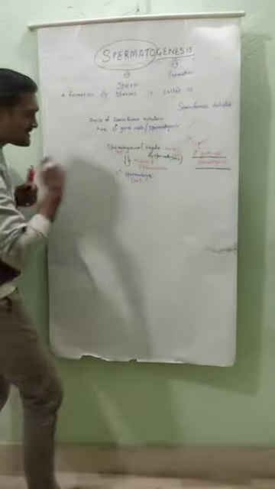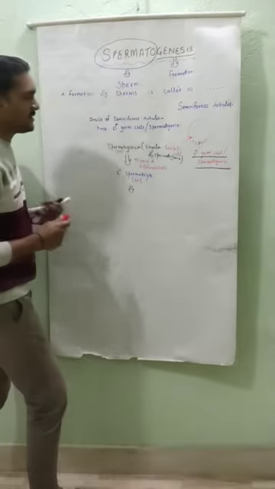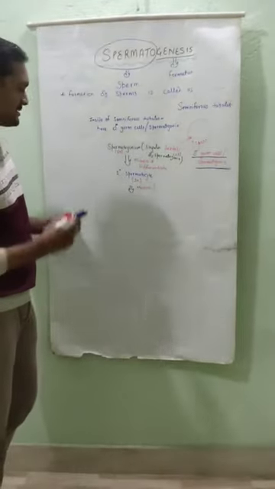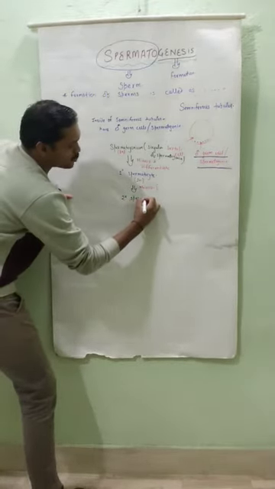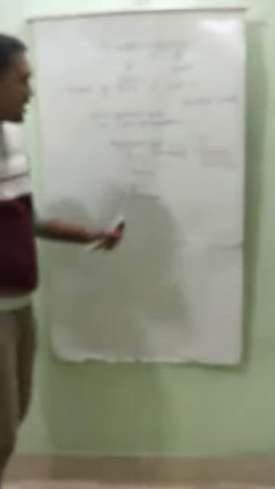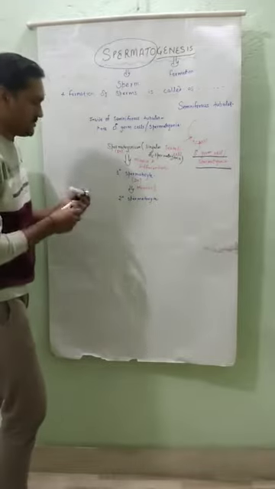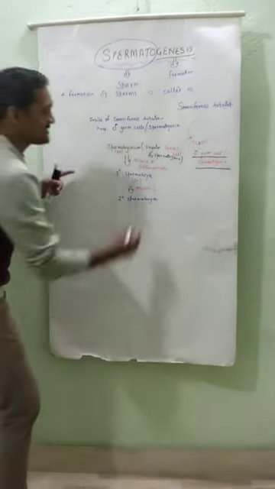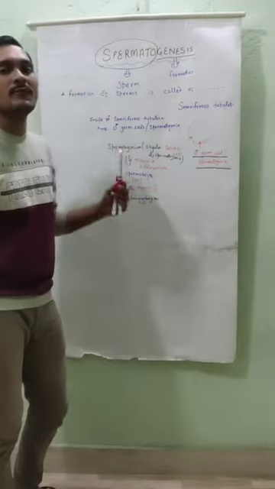Now this primary spermatocyte undergoes meiosis, which is referred to as meiosis 1, the first phase of meiosis, and they lead to the formation of secondary spermatocytes. Since there is meiosis, and meiosis leads to reduction in the ploidy level, it was 2N and now this structure will be N. Why? Because meiosis is a reduction division, and it will lead to a reduction in the number of chromosomes.